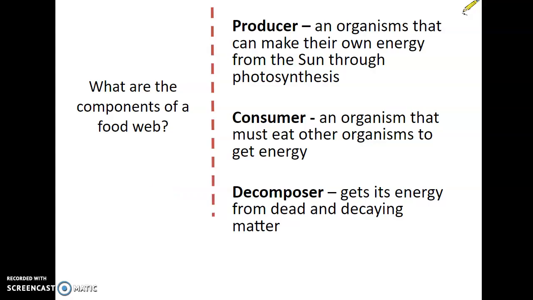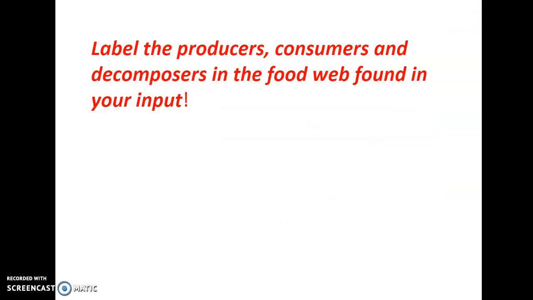So what are the components of a food web? You guys have probably gone over this in previous classes, but just to touch on these really quickly, a producer is an organism that can make its own energy from the sun through photosynthesis. A consumer is an organism that must eat other organisms to get energy, and a decomposer gets its energy from dead and decaying matter. So now that we know these definitions, I'm going to display a food web on the next slide.